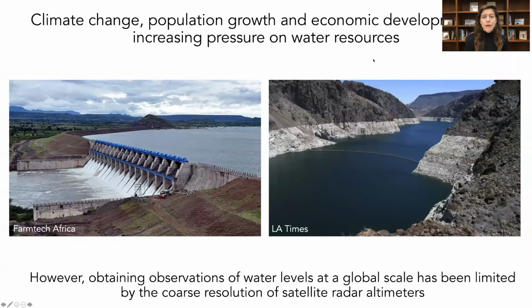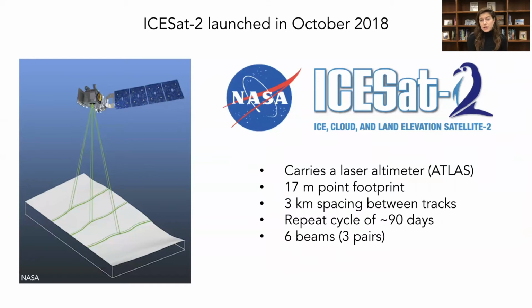So as most of you probably know, the combination of climate change, population growth, and economic development is really increasing pressure on global water resources. Because of this, it is more important than ever for us to be able to understand how surface water moves and is stored around the planet, and to better constrain our freshwater resource availability. However, obtaining the observations of water levels at a global scale that are required for global analysis of freshwater variability has been limited by the coarse resolution of satellite radar altimeters, which are only able to observe the world's very largest lakes and reservoirs. So this may have changed, though, a bit in October 2018 with the launch of ICESat-2.